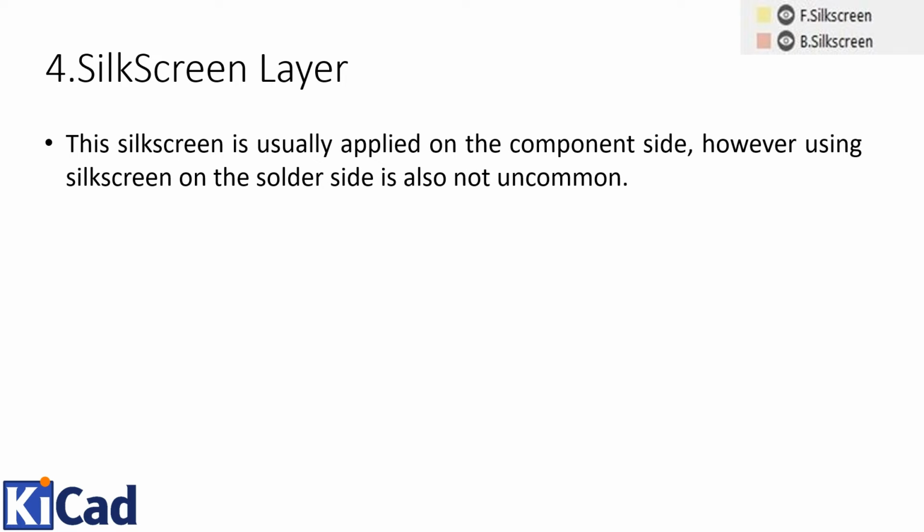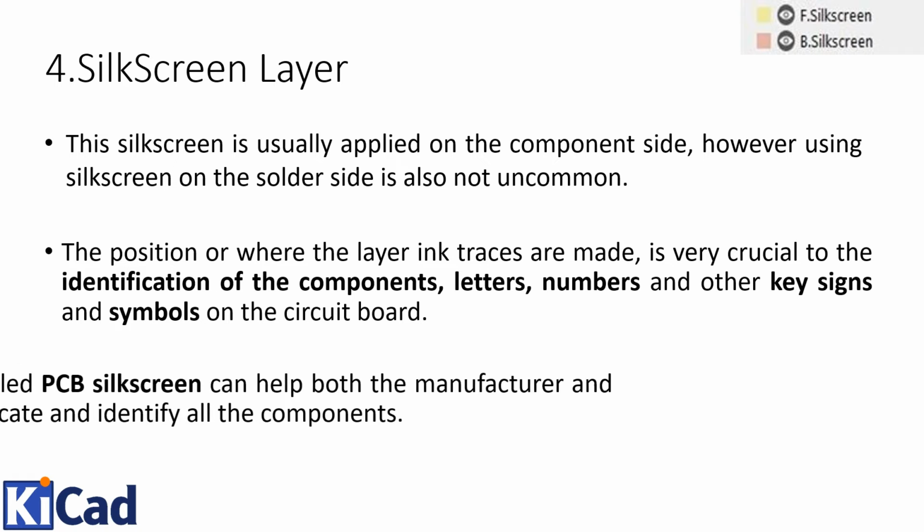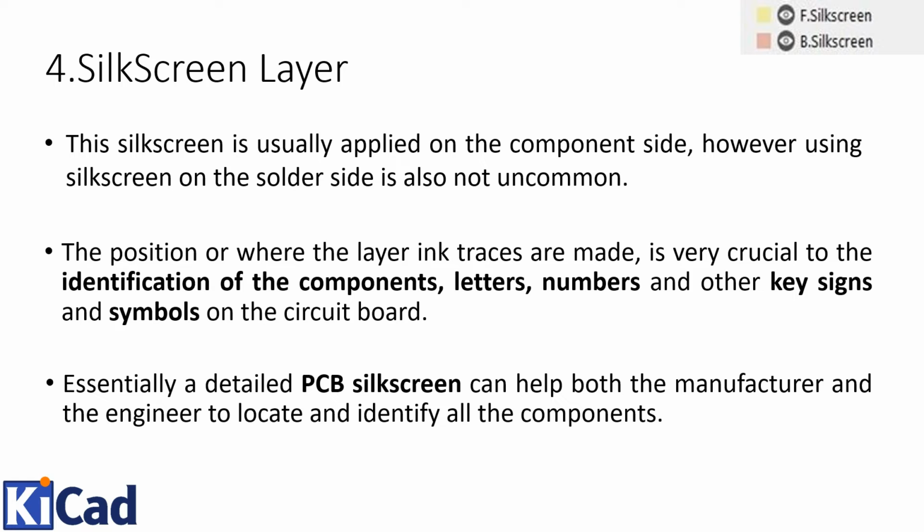This silk screen is usually applied on the component side. However, using silk screen on the solder side is also not uncommon. This means that you can apply the silk screen on the front side as well as the back side, towards the component or towards the soldering side of the component. The position where the layer of ink traces is made is very crucial to the identification of components, letters, numbers, and other key signs and symbols on the circuit board. Essentially, a detailed PCB silk screen can help both the manufacturer and the engineers to locate and identify all the components.